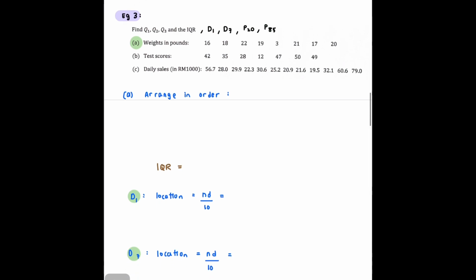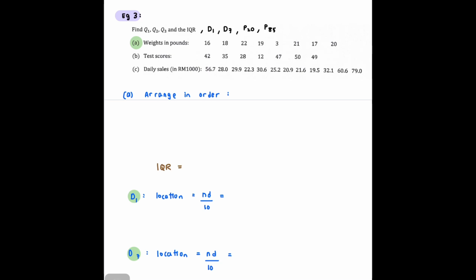Okay, example number 3, you are going to do part A. Find Q1, 2, 3 and the IQR, and also find decile 1, decile 7, percentile 20 and also percentile 85. Okay, based on the first part, part A only.